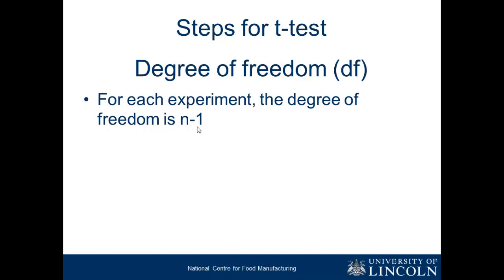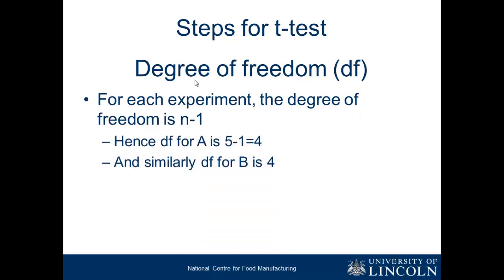So the degree of freedom for the first experiment is 4, 5 minus 1. And the second experiment is 4 as well. So you add them together and your degree of freedom will be 8. The degree of freedom for A is 4, 5 minus 1, as simple as that. And similarly, the degree of freedom for your B is 5 minus 1, which is also 4.